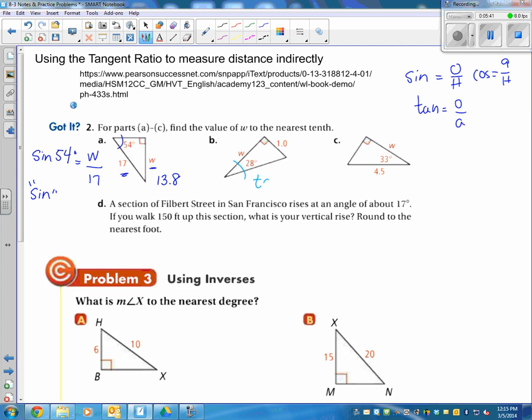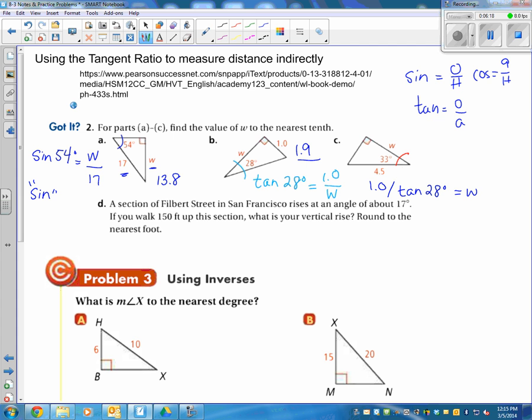So we would say the tangent of 28 degrees is equal to 1.0 over W, right? And then, of course, if we solve that one, we want to divide 1.0 by the tangent of 28 to get W, and that's just algebra. So you would punch that into your calculator, and once you punch it in, you would see that this one is actually 1.9 is the answer. Okay, moving on to C.